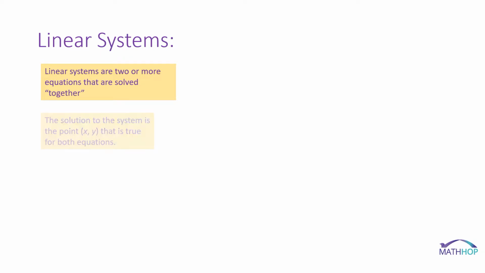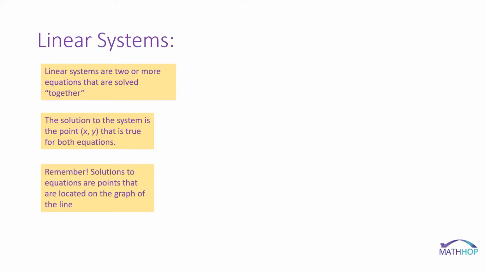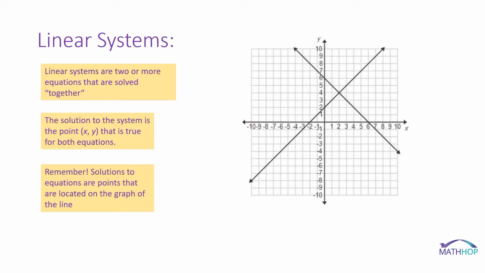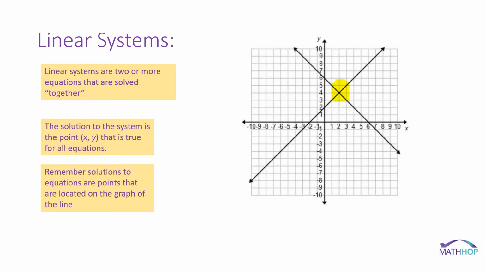So if we're taking two equations and we're solving them together, the solution has to be that coordinate point that is true for both of the equations. It has to make both equations true. And if you remember, solutions to linear equations are simply points along the line or along the graph of that line. So if we were to take two linear equations and solve them simultaneously by graphing, the solution would be the intersection of those two graphs.